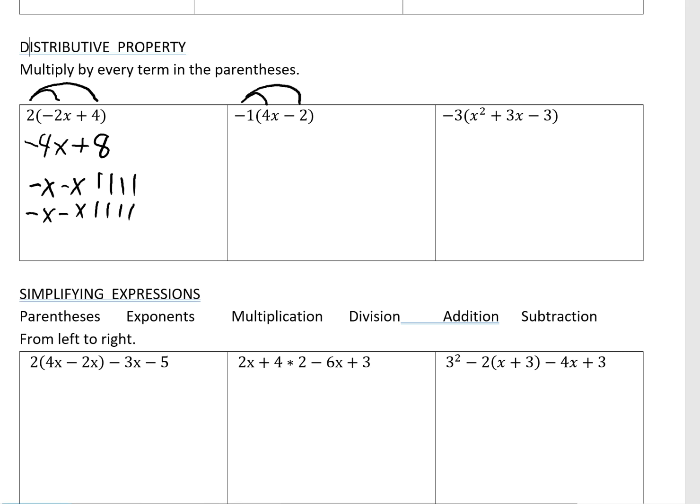So we're going to distribute our negative 1. So negative 1 times 4x is negative 4x. Negative times a negative is a positive, so that's positive 2. If there's 3 terms inside or 27 terms inside, you distribute to every term inside those parentheses. So negative 3 times x squared is negative 3x squared. Negative 3 times 3 is negative 9x. Negative 3 times negative 3, signs are the same, so the answer is positive. And then this is simplified because there's nothing I can combine.